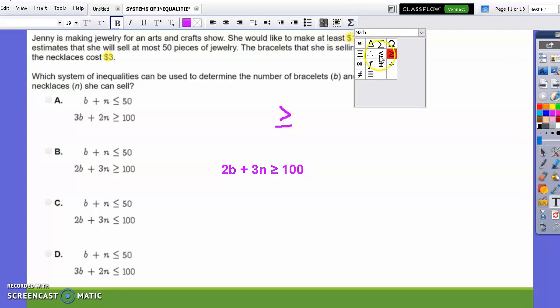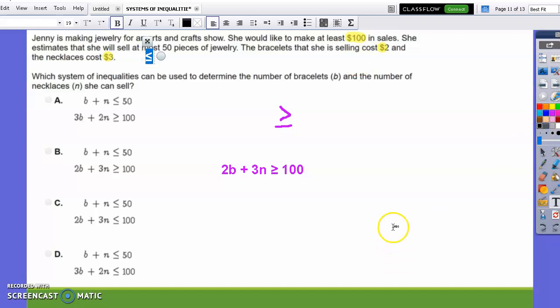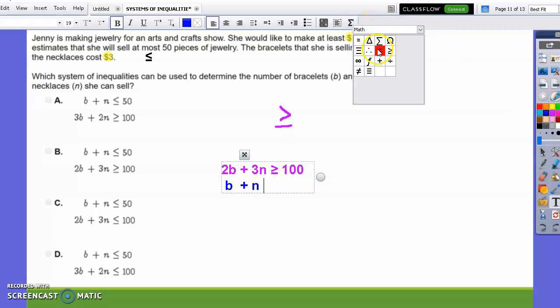in the last video, or also back when we did just regular inequalities. At most is less than or equal to. When you see the words at most, you're thinking less than or equal to. So between her bracelets and her necklaces, she wants to sell at most, less than or equal to, 50 pieces of jewelry.